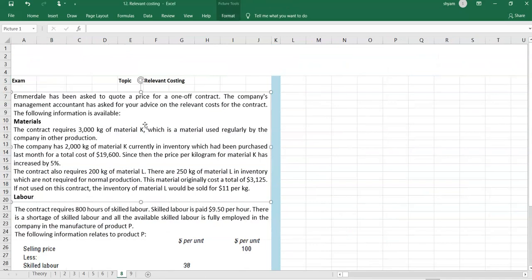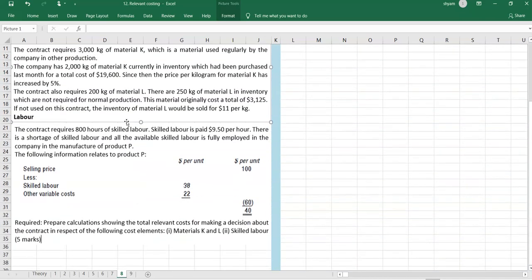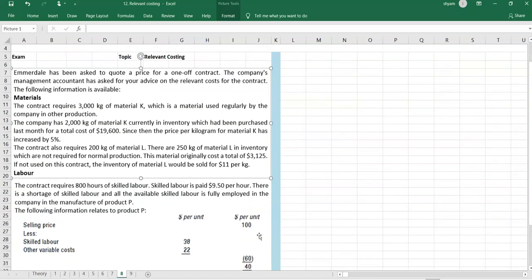So the next problem is also about relevant costing. So here we have to again find out what's the relevant cost. The required is: prepare calculations showing the total relevant cost for making a decision about the contract in respect of the following cost elements. So we have to find out the relevant cost for material K and L, and for skilled labor. So only two elements are here. You can just follow the cursor and read.